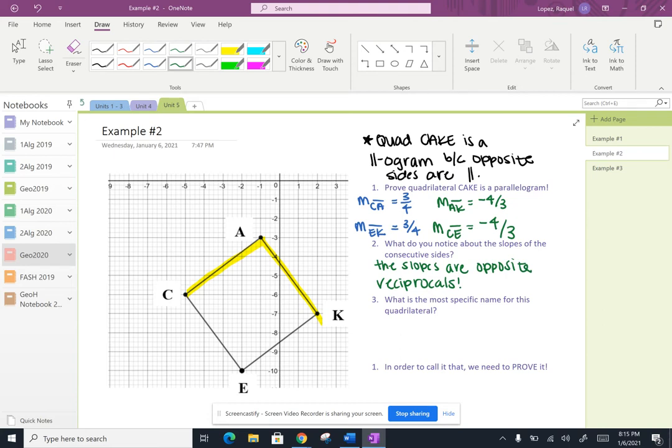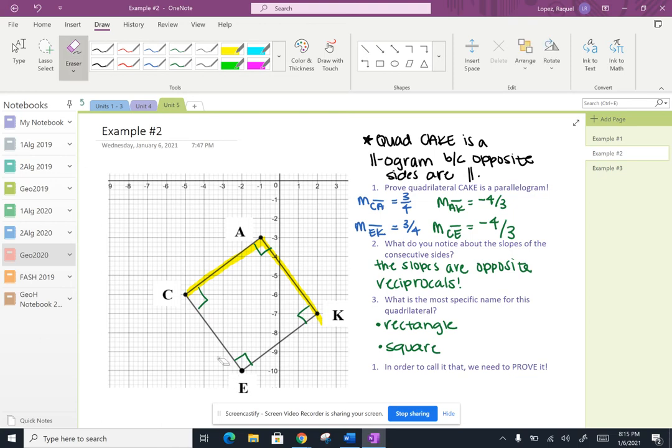Okay, what is the most specific name for this quadrilateral? Now, not only do I know that it's a parallelogram, but it is a specific kind of parallelogram that has right angles. Because remember, if I've got slopes that are opposite reciprocals, they are perpendicular to each other. So these are all perpendicular segments to one another, which means they create 90-degree angles. And there are 2 shapes that create 90-degree angles. So it could either be a rectangle or it can be a square. Okay. Now, in order for it to be one or the other, we need to prove it.